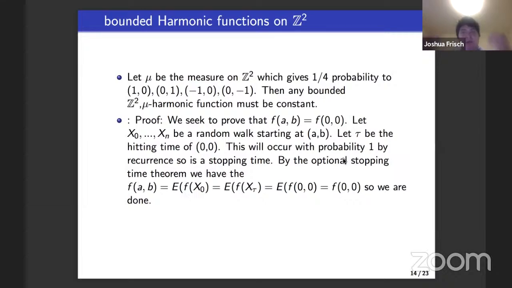So this shows how this sort of abstract stuff can already give us some nice machinery. It already shows that there are no bounded harmonic functions on Z squared. Unfortunately, this proof is not going to generalize to Z to the D, because as soon as you're beyond Z squared, you stop being recurrent.